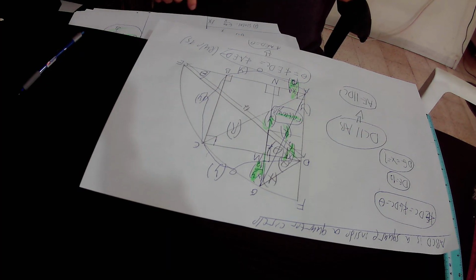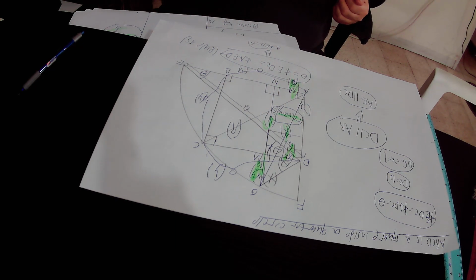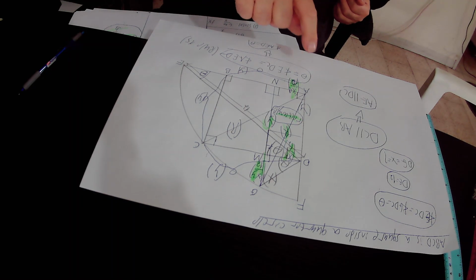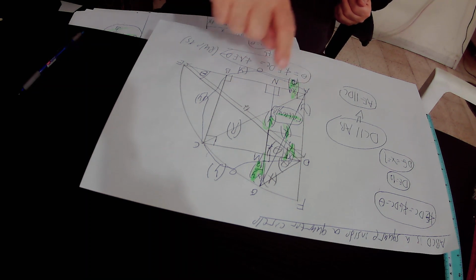We already found that this quadrilateral DMNA is a rectangle, and we know that the opposite sides of a rectangle are equal to each other. So the opposite sides of rectangle DMNA are equal to each other. That is to say, side DM equals the opposite side AN. DM equals AN.